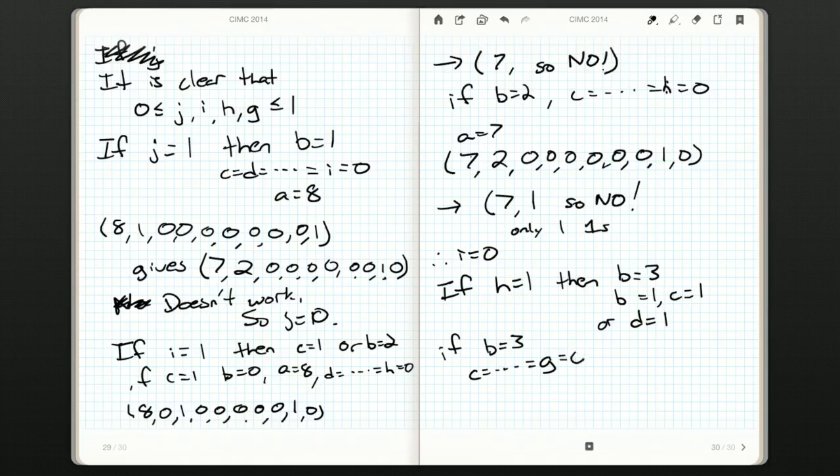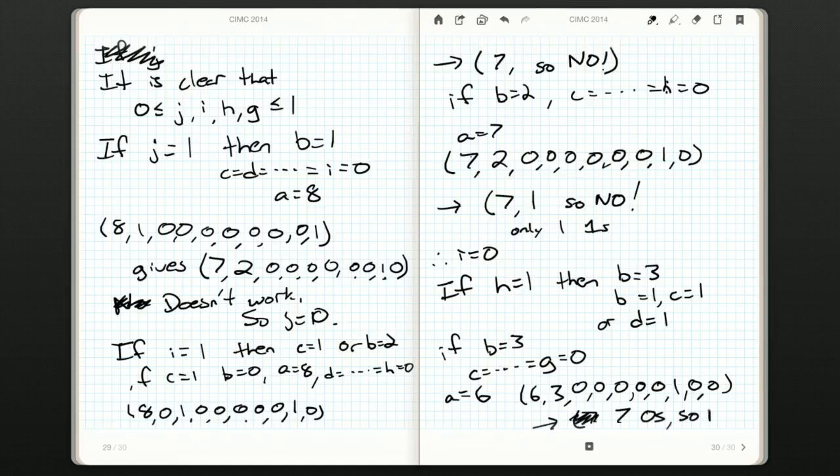So all the way up to G would be 0. And what would A have to be? A would be 6. Yes. Okay, 6, 3, 0, 0, 0, C, D, E, F, G, H, I, J, 1, 2, 3, 4, 5, 6, 7. So that won't work because we got 7 zeros.